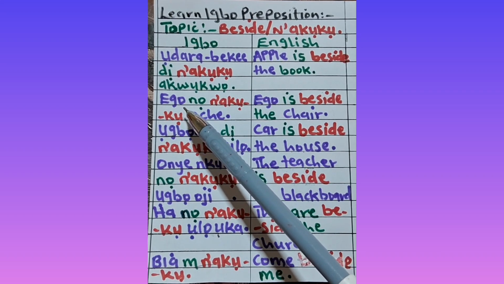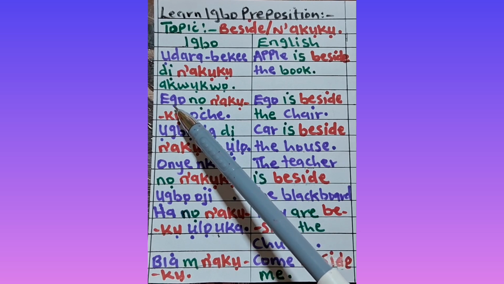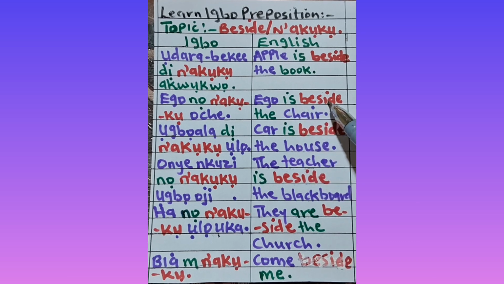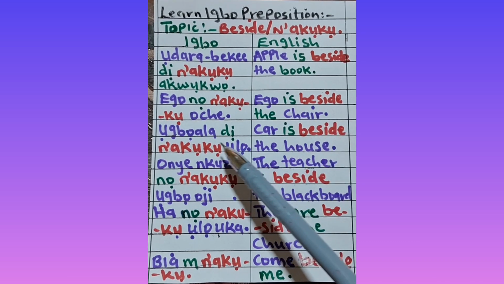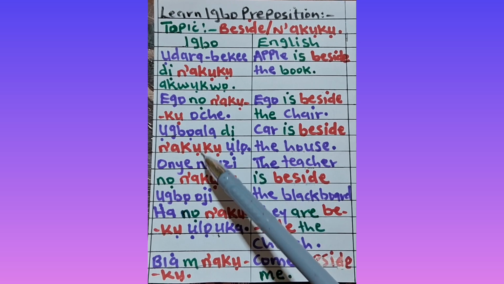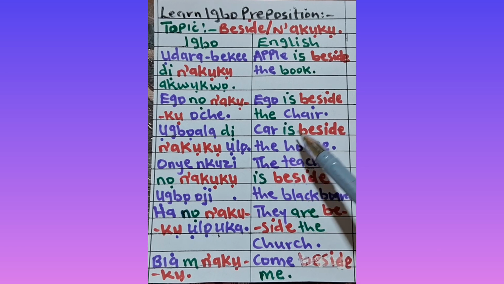Another sentence says, ego nọ n'akụkụ oche. Ego nọ n'akụkụ oche. Meaning, ego is beside the chair. Ụgbọala dị n'akụkụ ụlọ. Meaning, car is beside the house.